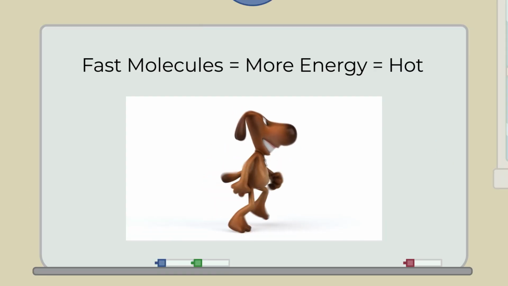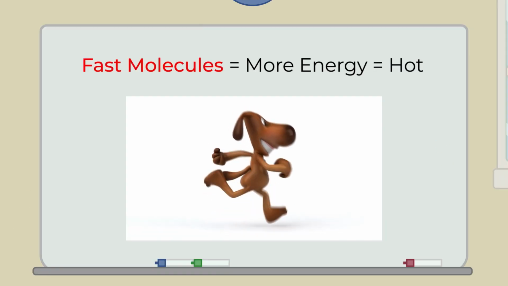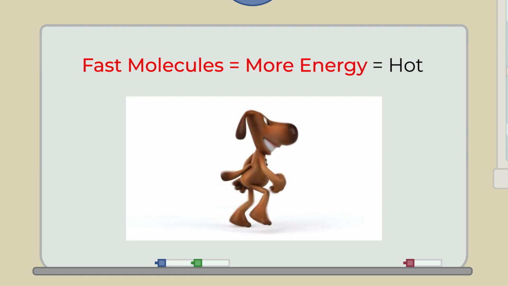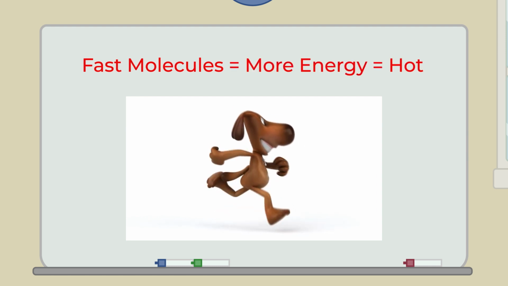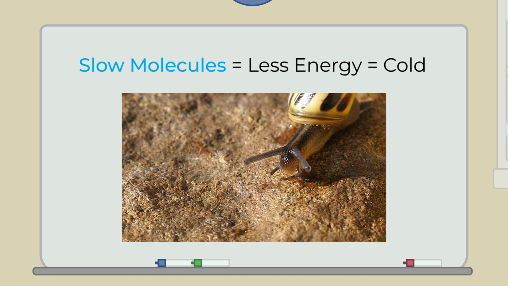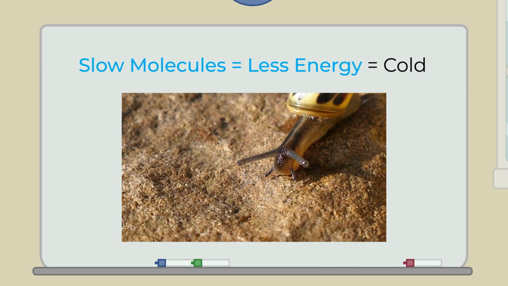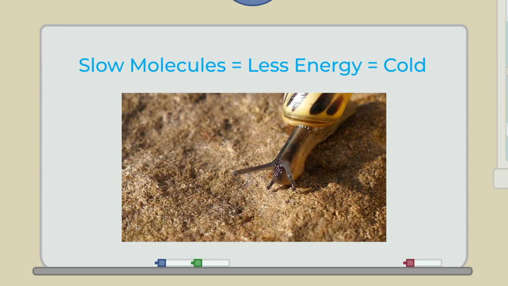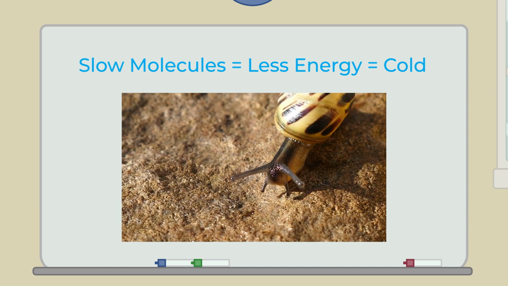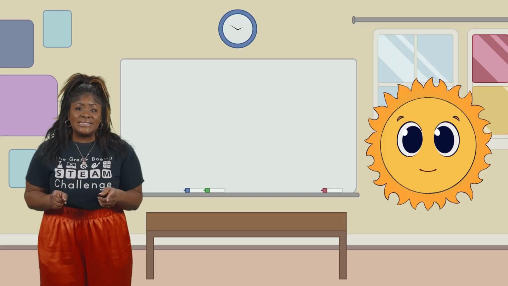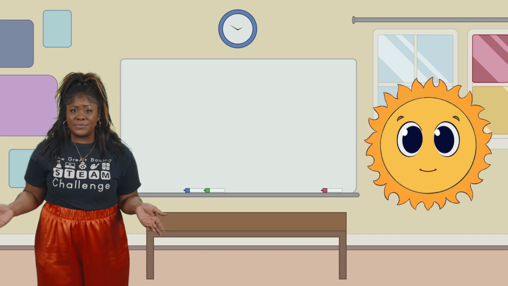That's right, Miss Wilson. Faster moving molecules means that more energy is being used, which makes for a hot object. Slower moving molecules means that less energy is being used, which makes for a colder object. But don't just take our word for it. Try testing it out for yourself later.